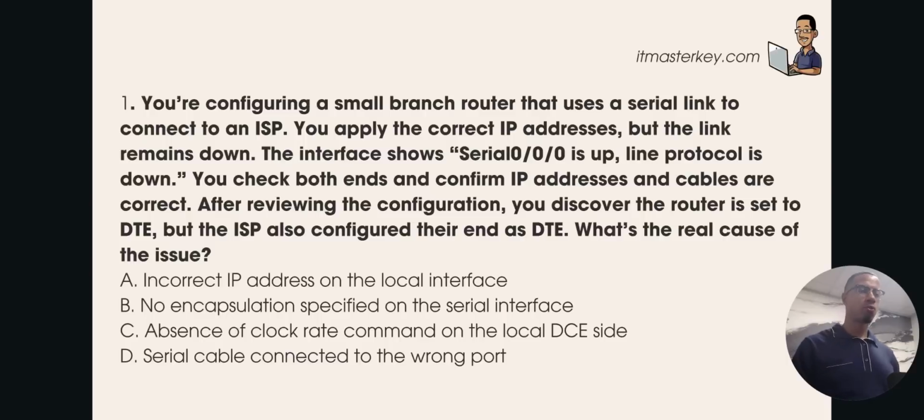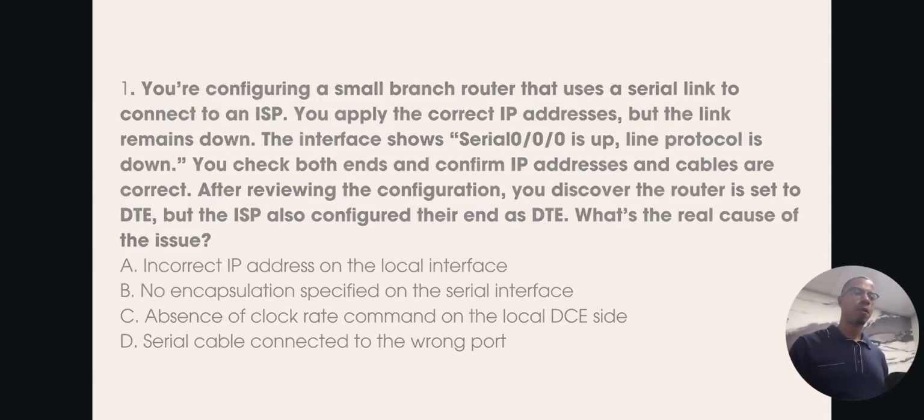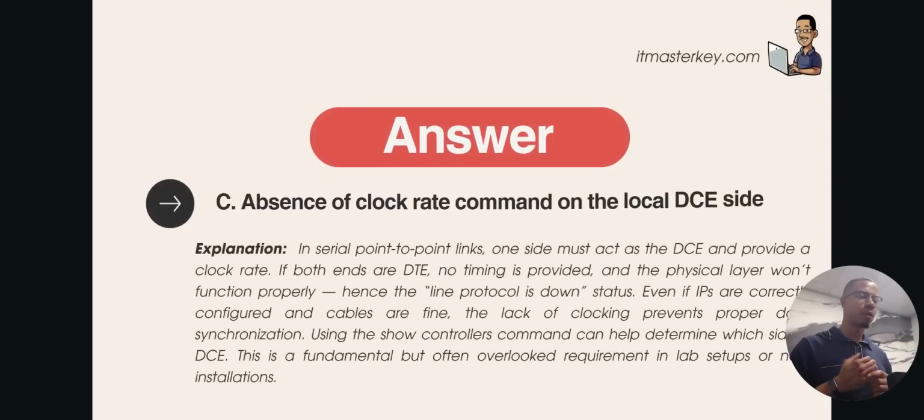3, 2, 1. All right, so for this, the absence of clock rate command on the local DCE side. In serial point-to-point links, one side must act as the DCE and provide a clock rate. If both ends are DTE, no timing is provided, and the physical layer won't function properly. Hence, the line protocol is down status. Even if IPs are correctly configured and cables are fine, the lack of clocking prevents proper synchronization.